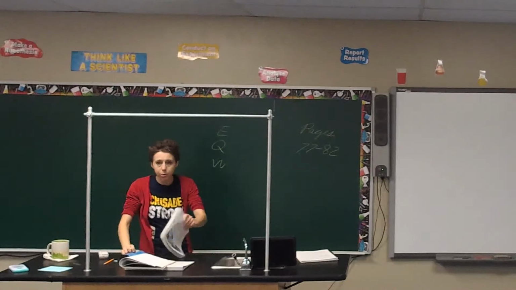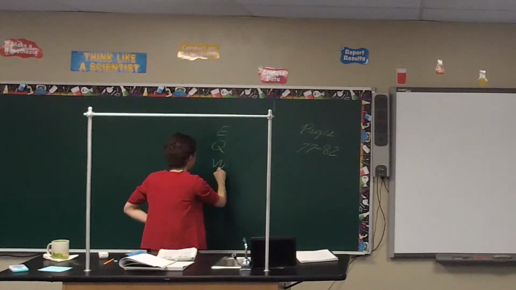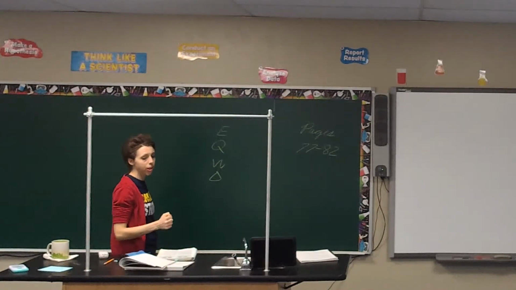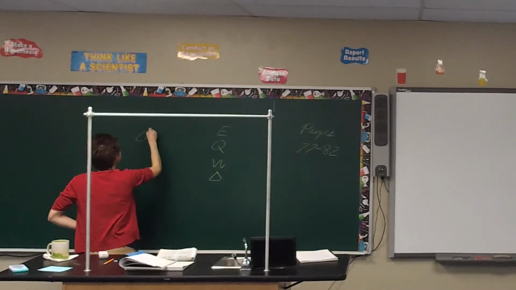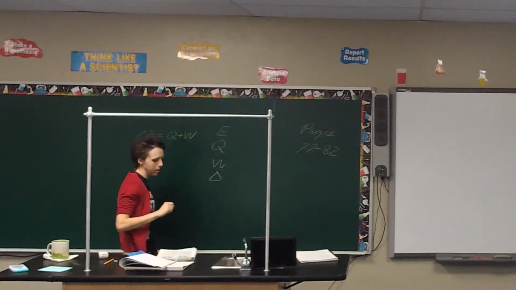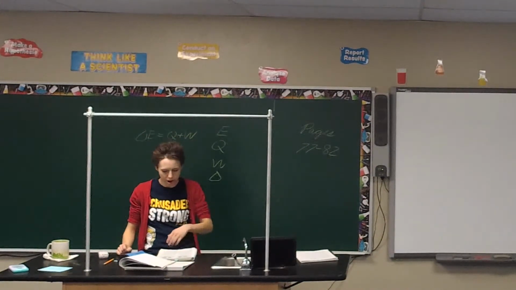What is the symbol that's used to mean change? Delta, or it looks like a triangle. So either one works for that. What is the equation for the first law of thermodynamics? Delta E equals Q plus W. So make a note, that's the practical law of the law of conservation of energy, or the first law of thermodynamics.